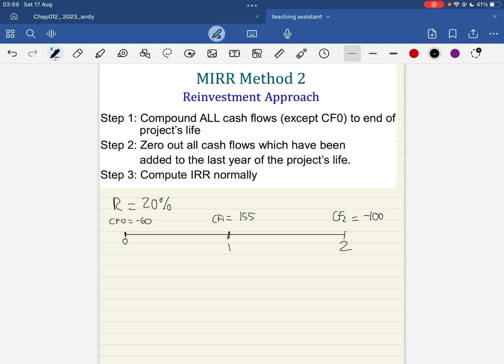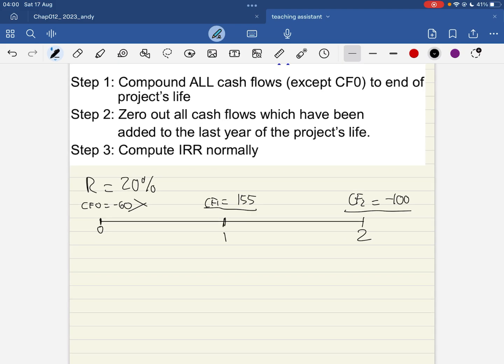First step, we compound all the cash flow except CF0. So we don't compound this one, we don't compound this one. We only compound CF1 to the end of the project's life, which is year 2. And what do I mean by compound all the cash flow? We need to compound it in order to zero out. Zero out means make it zero. So our goal is to make the cash flow in year 1 become zero by adding the future value of CF1 to CF2.